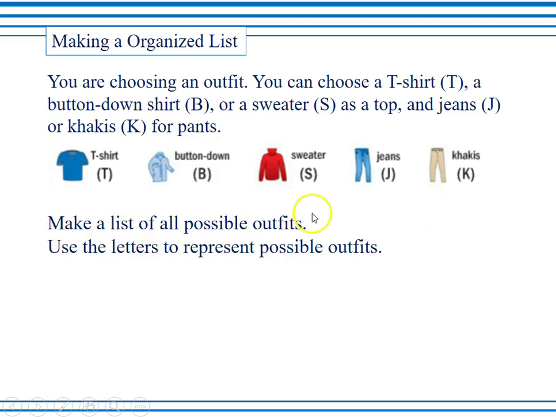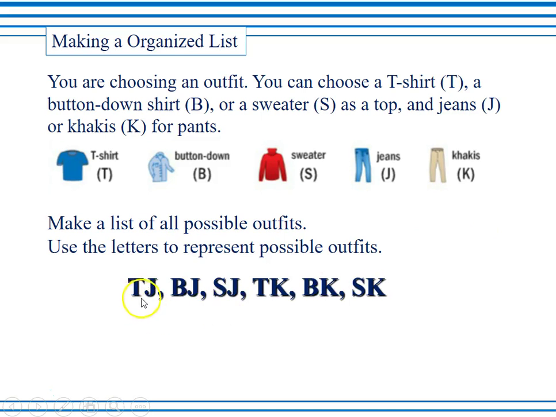So to make an organized list, we would use letters like T for t-shirt, J for jeans, K for khakis. So maybe the TJ and TK are two possibilities. BJ and BK are another two possibilities, and SJ and SK are two other possibilities. So here's my organized list.